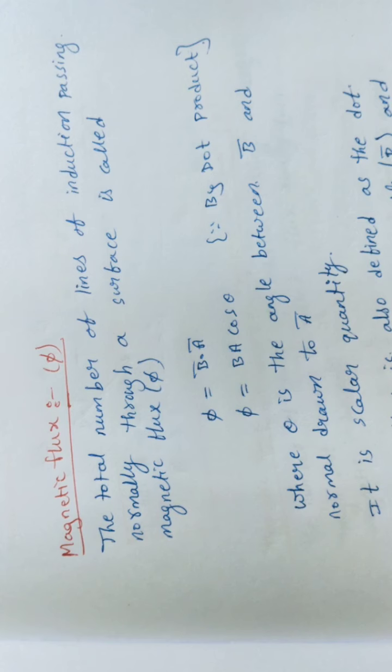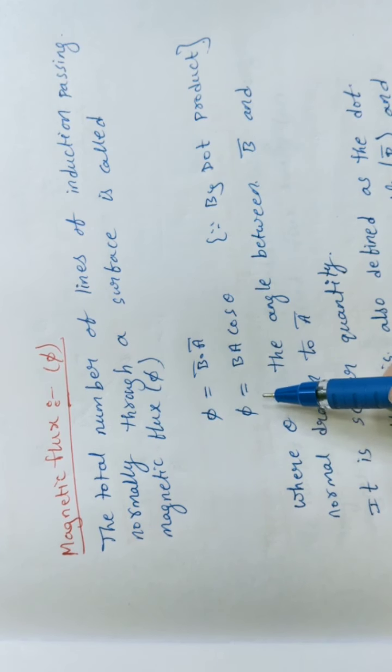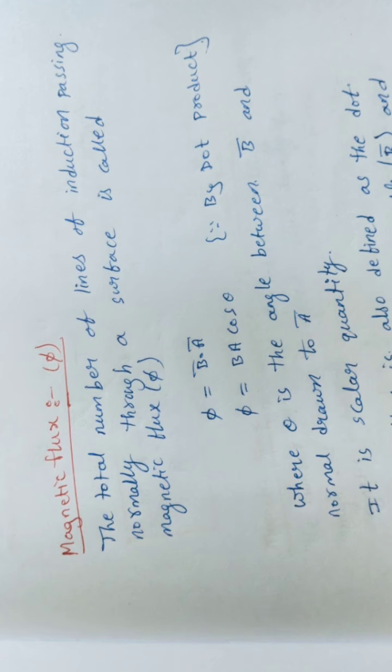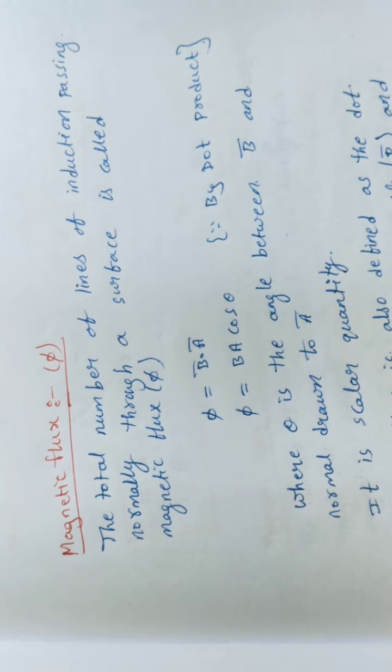So we know very well A bar dot B bar is equal to AB cos theta, one formula from the previous vectors chapter. From that we write phi is equal to BA cos theta, where theta is the angle between B bar and A bar. This dot product result is a scalar. So here magnetic flux is considered as a scalar quantity only.